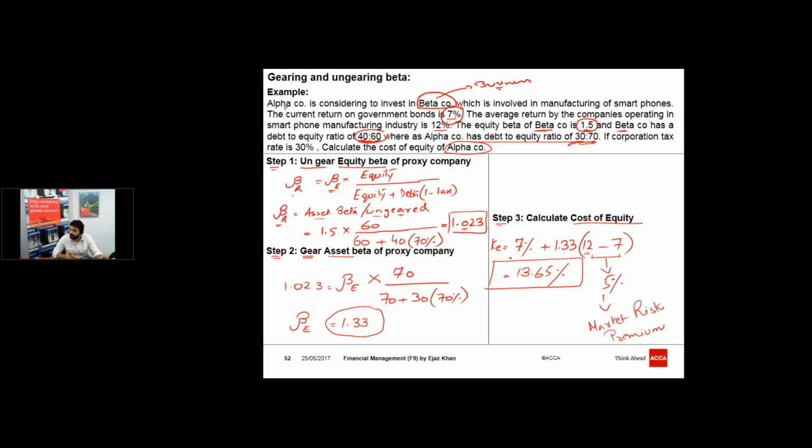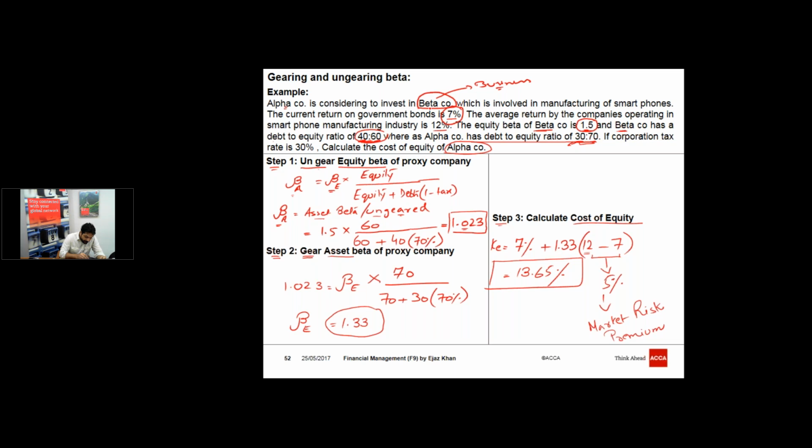Can you please explain the first step? Yes, Rizwan. We were given the equity beta of Beta Company, which is 1.5. And I told you that the equity beta reflects both business and financial risk. Since it's the equity beta of Beta Company, it reflects the business risk of Beta Company and the financial risk of Beta Company. But we are not calculating cost of equity for Beta Company. We are calculating it for Alpha Company. Since we are calculating it for Alpha Company, we need business risk and financial risk of Alpha Company rather than Beta Company.